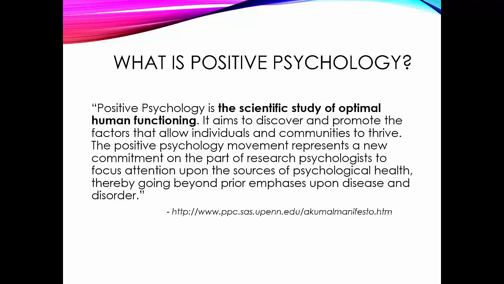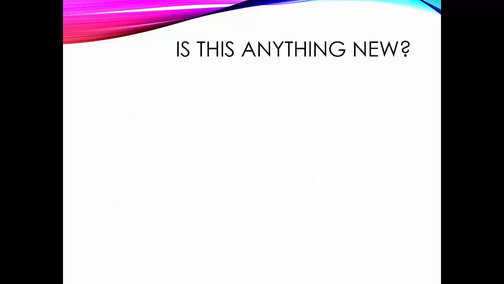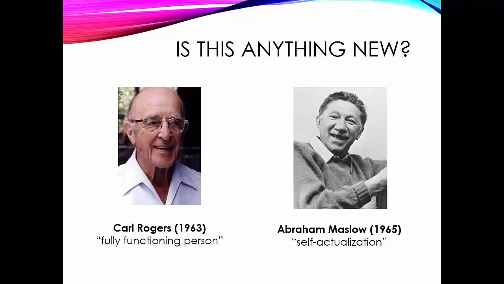So, what is really positive psychology? Positive psychology is defined as the scientific study of optimal human functioning. This definition was first introduced by some of the early leading positive psychology researchers in 1999 at the Positive Psychology Manifesto. So, is this anything new? Not really. Humanistic psychologists like Carl Rogers and Abraham Maslow in the 1960s had already emphasized the positive sides of human nature as a reaction to Freud and the behaviorists. In fact, Maslow was the first person to use the term positive psychology.